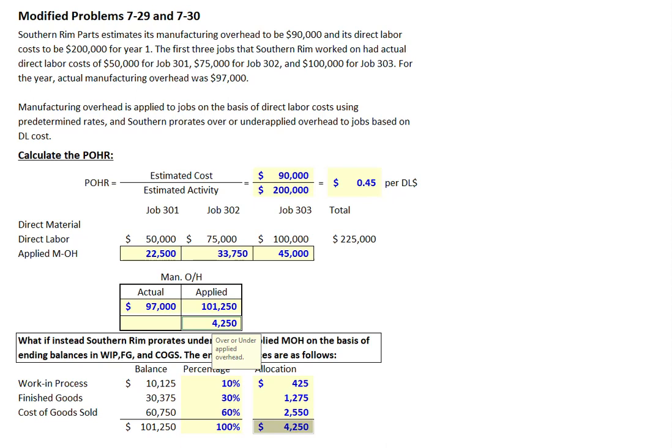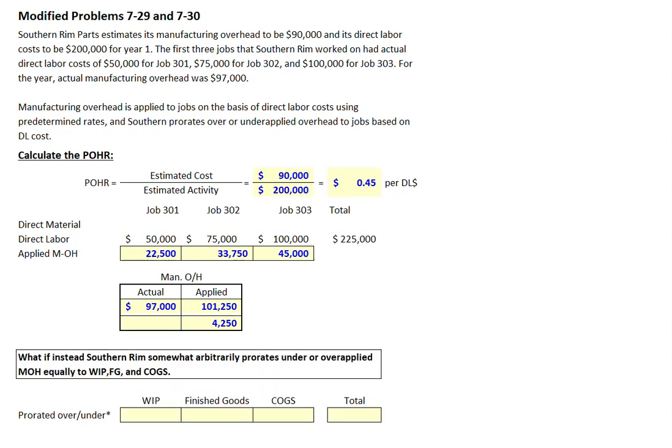Let's consider one other way of allocating this overhead. What if Southern Rim somewhat arbitrarily prorates under or over-applied manufacturing overhead equally to work in process, finished goods, and cost of goods sold? That means a third to each of the accounts. Well, we would charge work in process 1,417, finished goods 1,417, and cost of goods sold 1,417 as well. Again, making sure that we have completely allocated that over-applied manufacturing overhead.